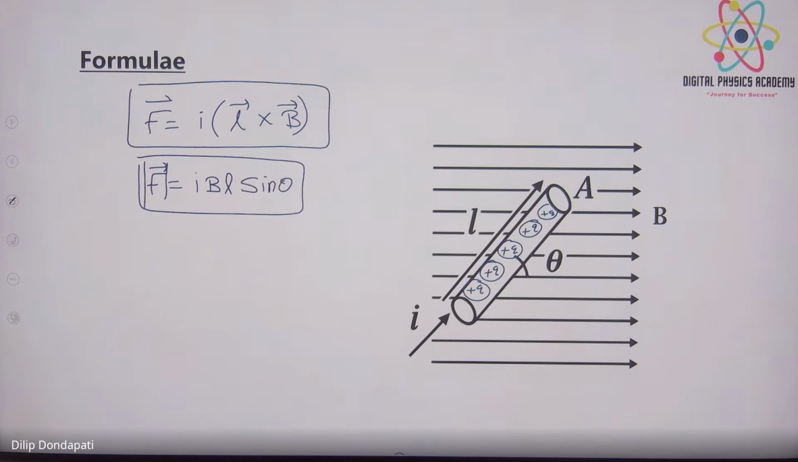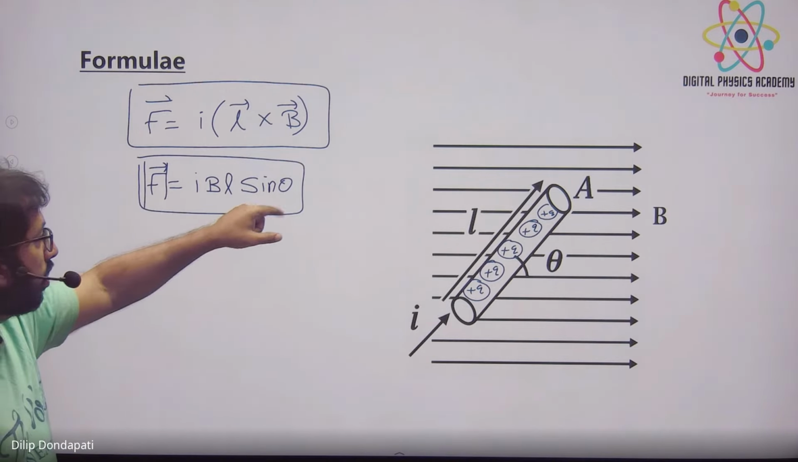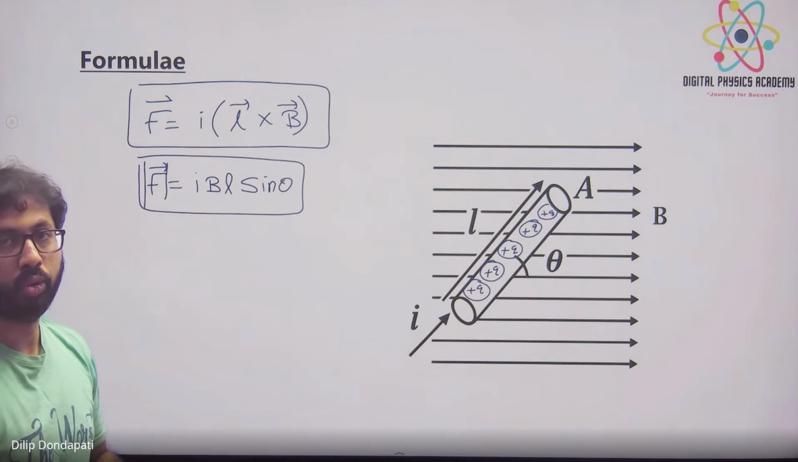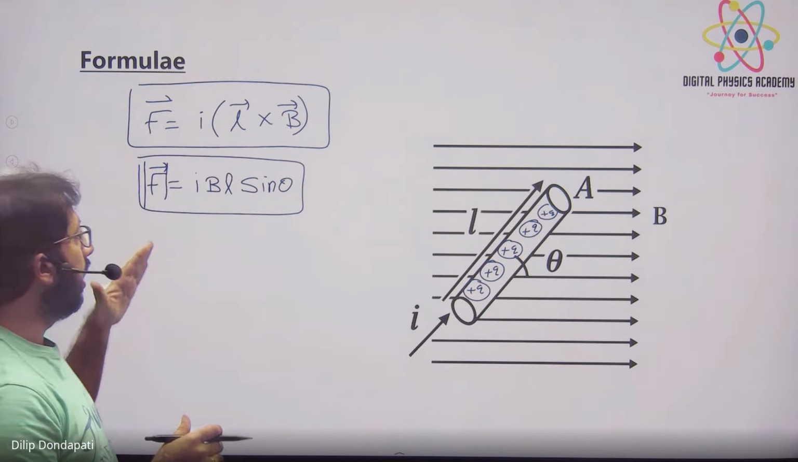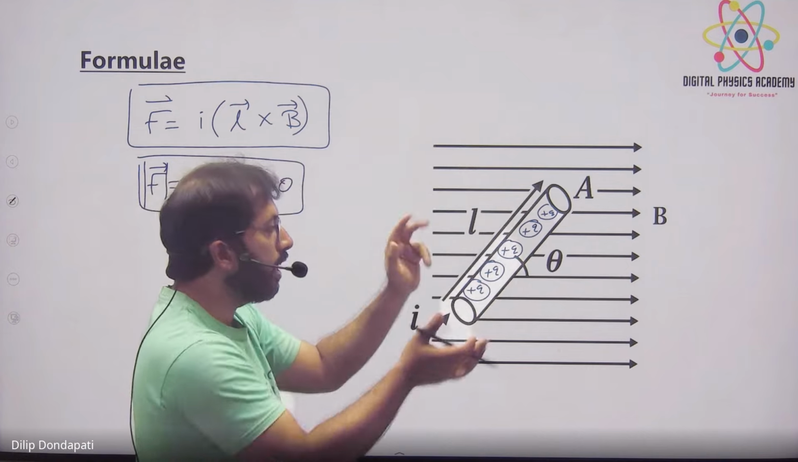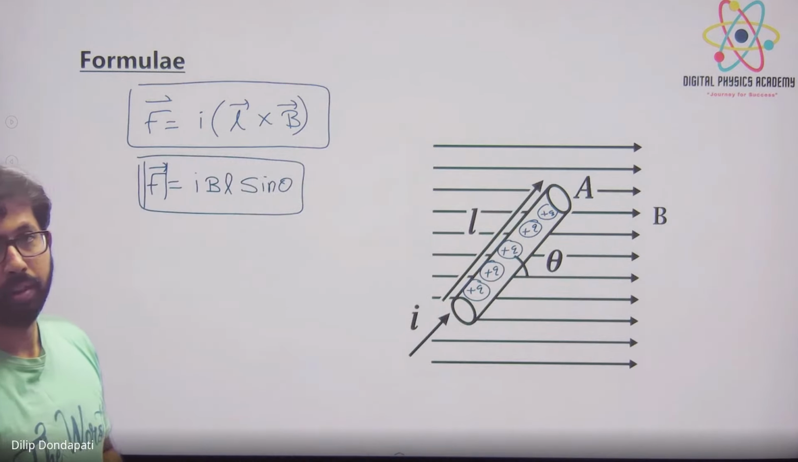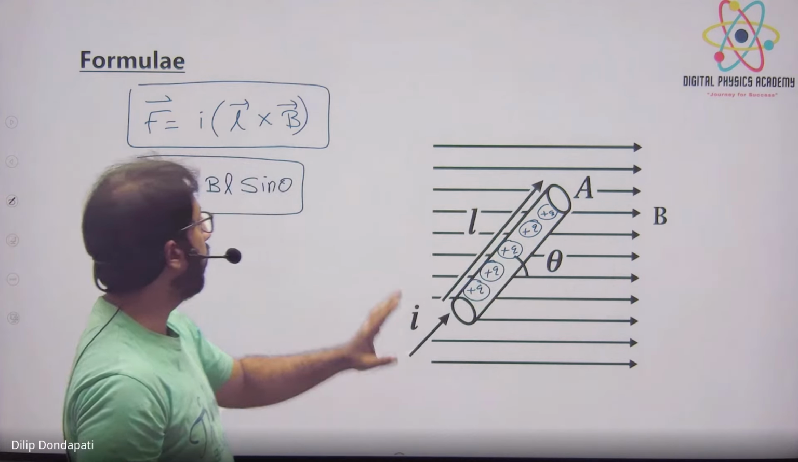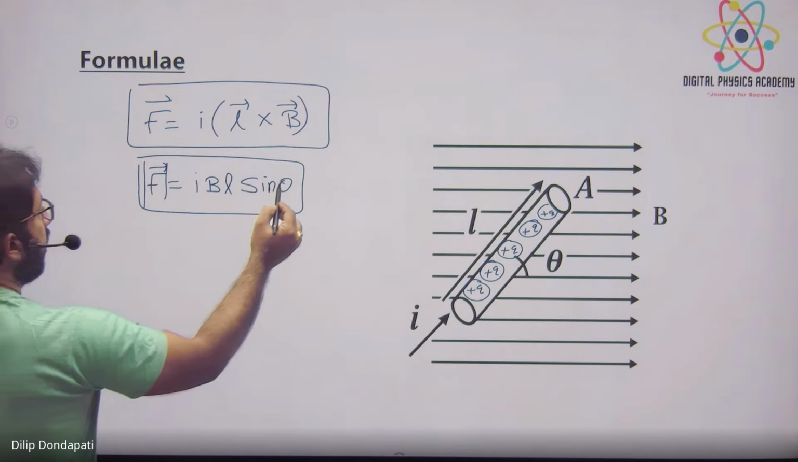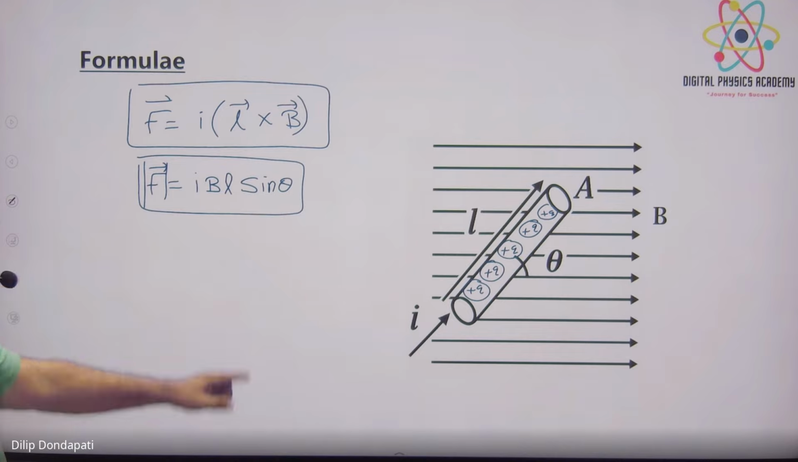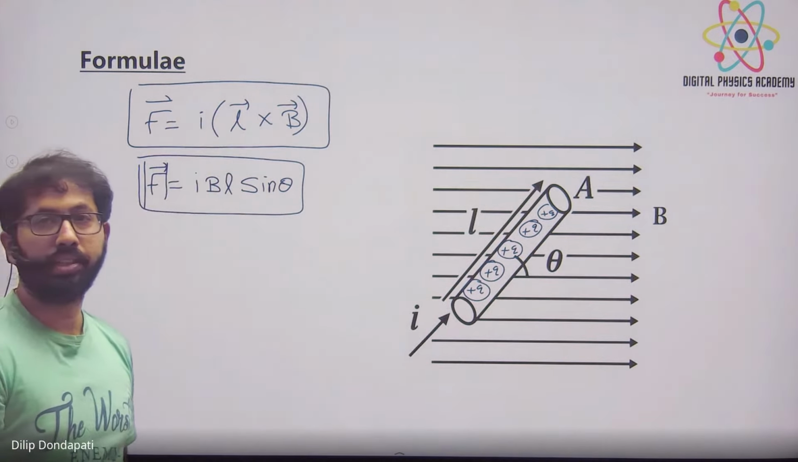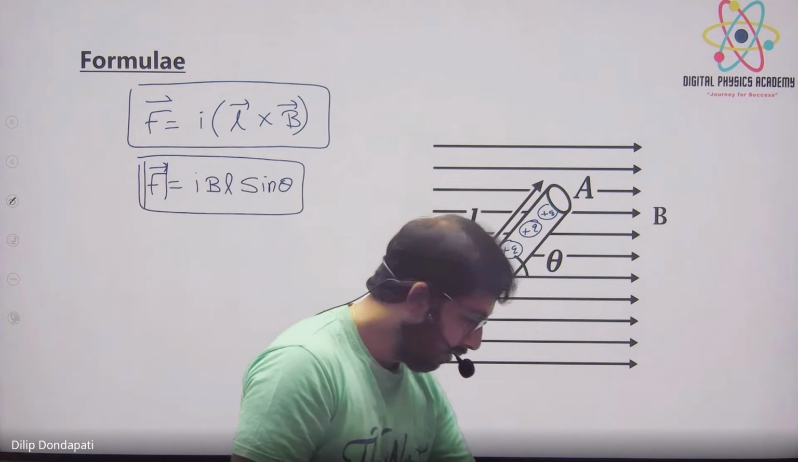Magnitude: IBL sin theta. Theta is the angle between what? Length and magnetic field. People will forget this theta and just put whatever is given, but it is not like that. We should take only the angle between the length vector and the magnetic field. Okay, in this case the length vector is like this, the magnetic field is like this, and the angle between them is theta. That's why we took theta. IBL sin theta is the formula. There it was Q into V cross B, here I into L cross B. IBL sin theta. Okay, let's go.